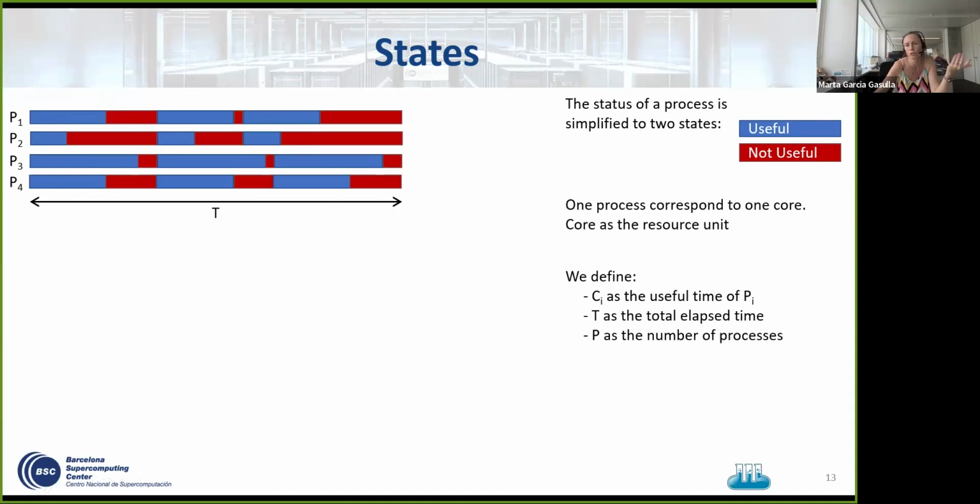Not useful usually corresponds to MPI, but could be other things that were not useful. One process always corresponds to one core, and one core is the resource unit. So that's where we compute the efficiency for the different resource units. In this definition of the states, we define C as the useful time of the process, T as the total elapsed time, and P as the number of processes.